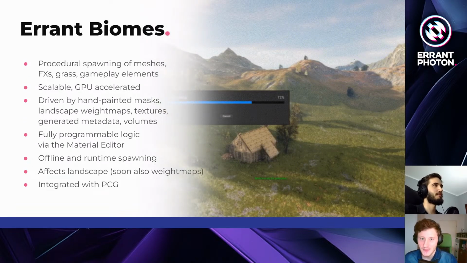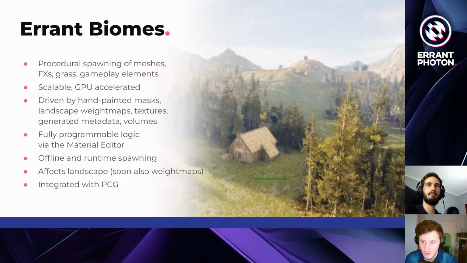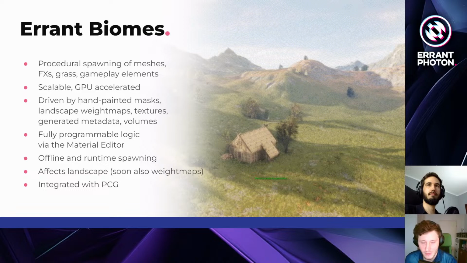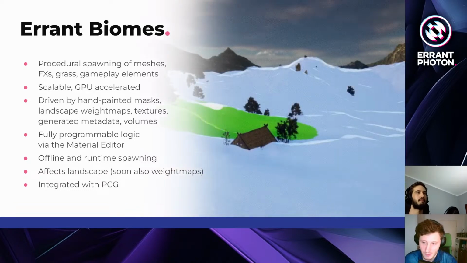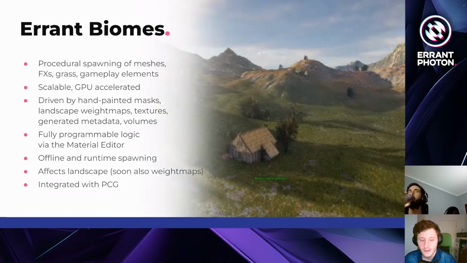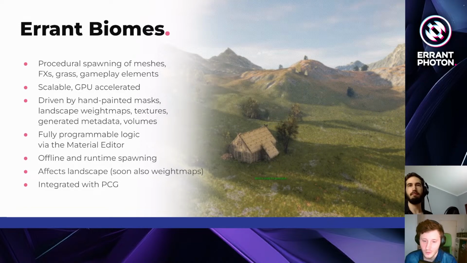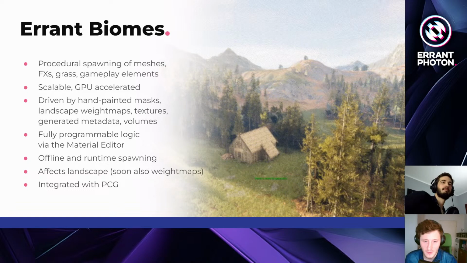So Errant Biomes is our plugin for placing objects procedurally on the map. It can be any type of objects, usually nature, but it can be effects, grass, and gameplay elements. Errant Biomes is GPU accelerated, and it's aimed to work on huge maps. One of the key things is that you can use a number of inputs to control the generation and placement of these assets.